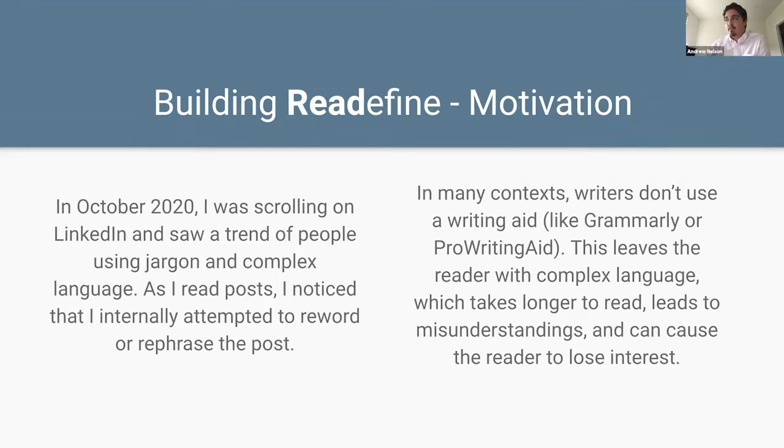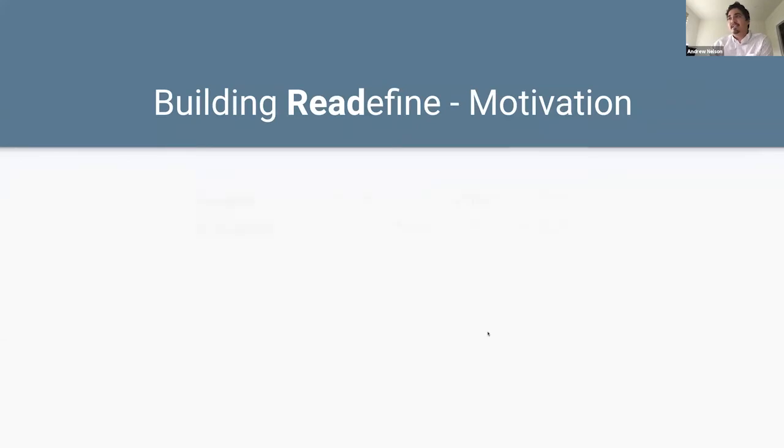like Grammarly or ProWritingAid. Like on emails, maybe they use a writing aid, maybe they don't. All sorts of different circumstances where writers don't use some sort of writing aid. And this leaves the reader with complex language. And that takes longer to read, can cause misunderstandings and make the reader lose interest in what they're reading. That's some of the motivation.